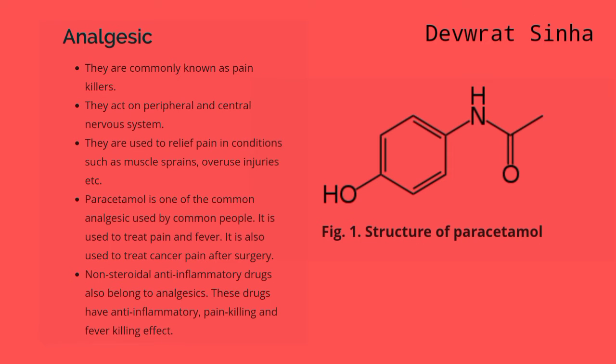Analgesic. First, they are commonly known as painkillers. Second, they act on the peripheral and central nervous system. Third, they are used to relieve pains in conditions such as muscle sprain, overuse injuries, etc. Fourth, paracetamol is one of the common analgesics used by common people.